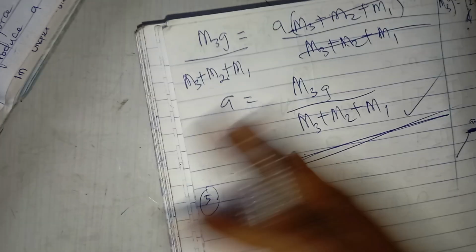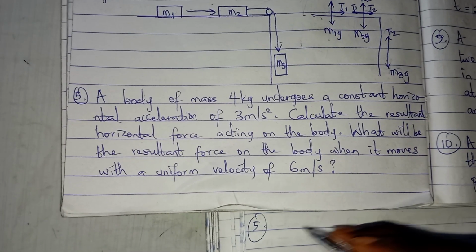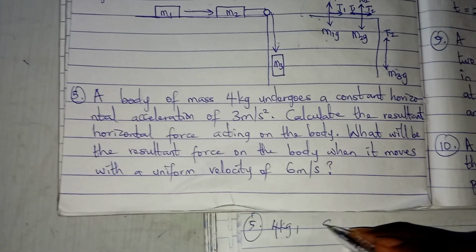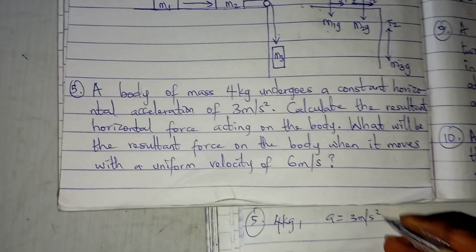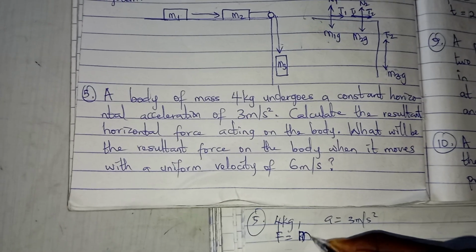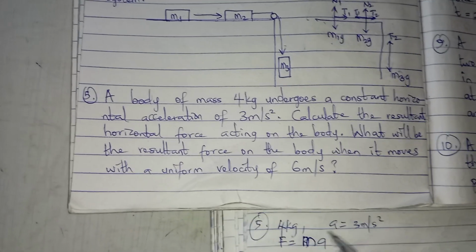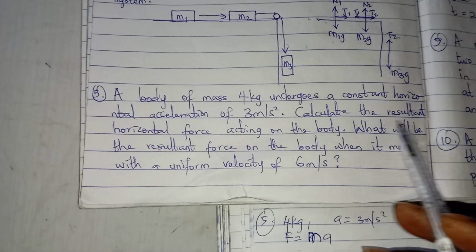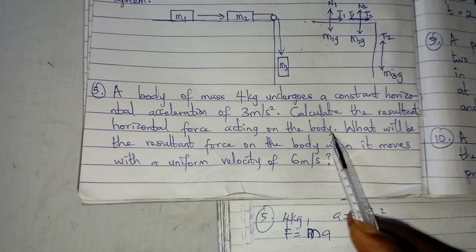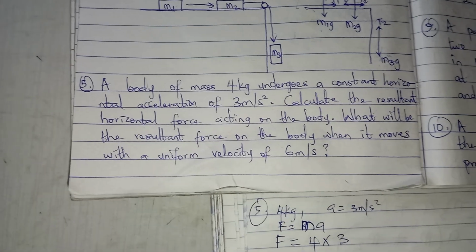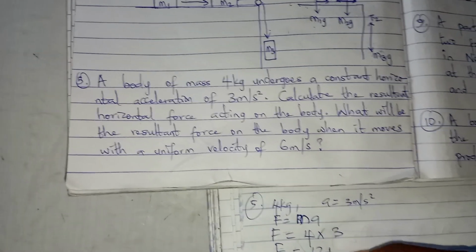So for that reason, let's look at the question again. A body of mass 4 kg, constant acceleration 3 meters per second squared. Resultant force, we don't know it, that's what we are looking for, but force is equals to MA, and it's just one body. Calculate the resultant horizontal force acting on the body. So it's going to be F equals to 4 times 3. F is equals to 12 Newton.